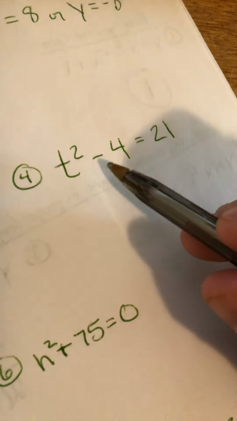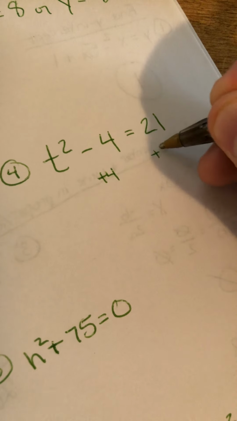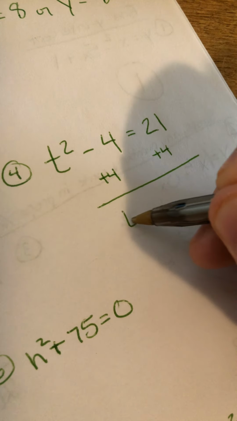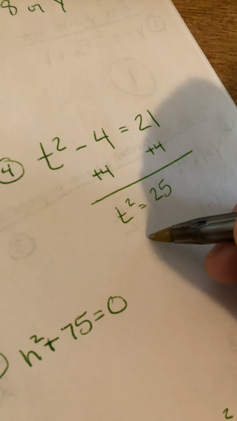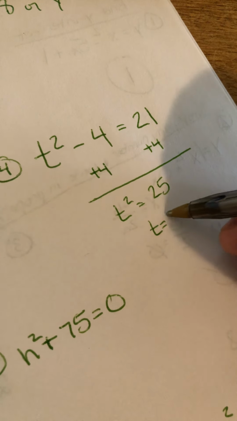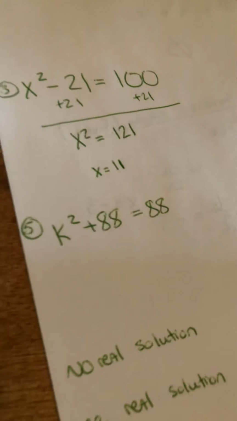Looking over here, kind of the same question. Adding 4, and then you're going to get t squared equals 25, and then square root 25, you get t equals 5.